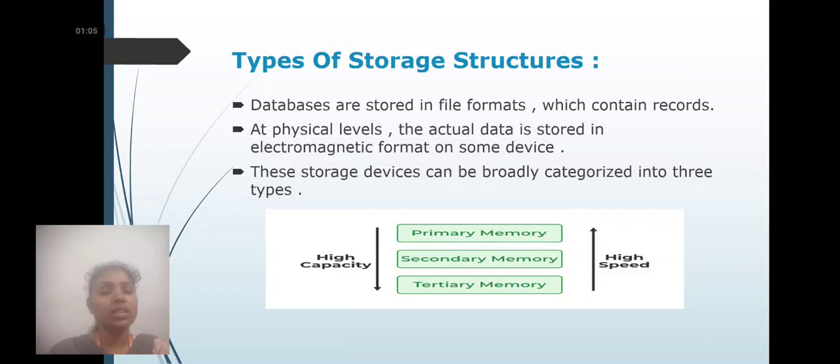Types of storage structures. A database is stored in file formats which contain records. At the physical level, the actual data is stored in electromagnetic format on some devices. These storage devices can be broadly categorized into three types.